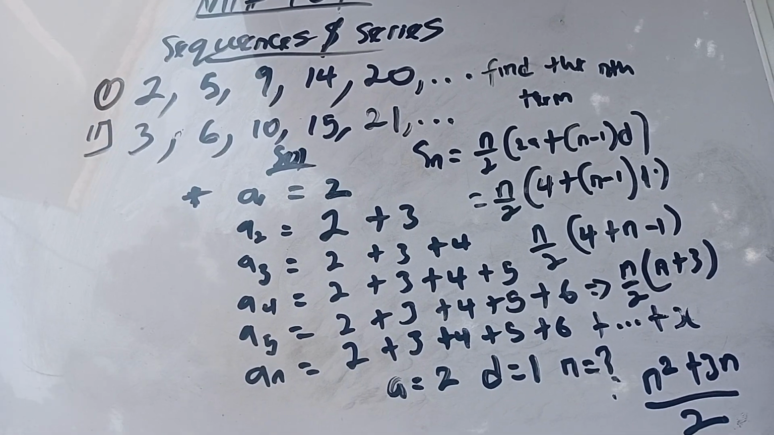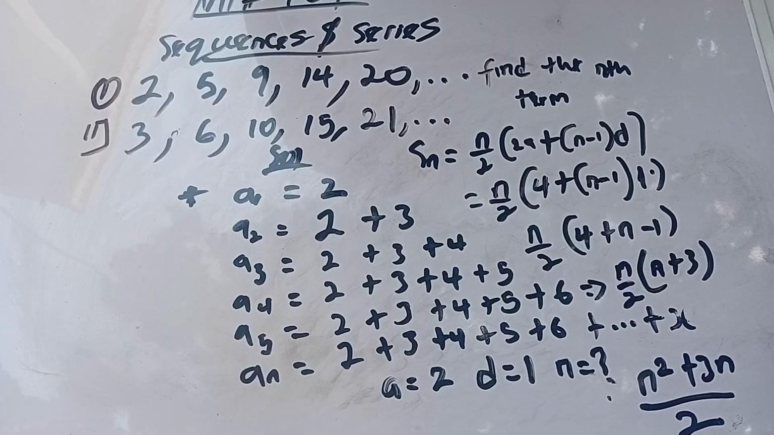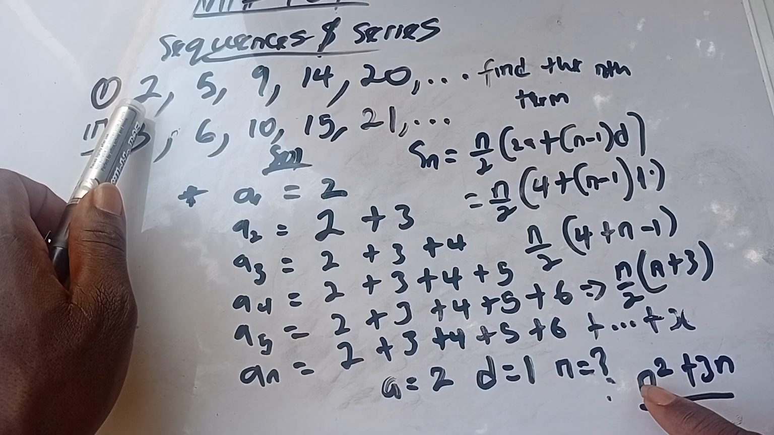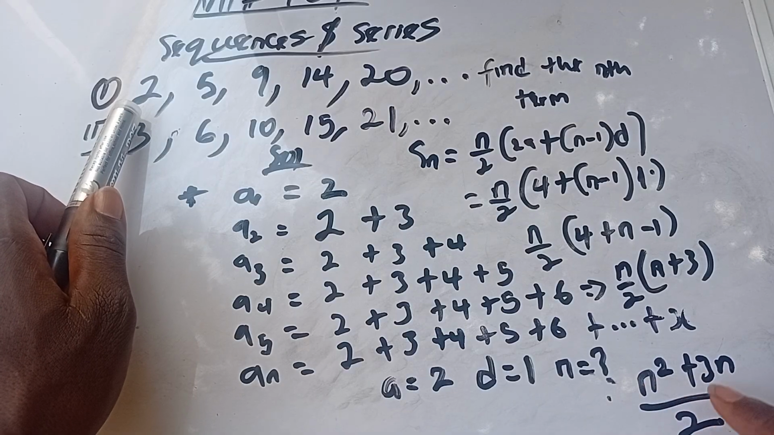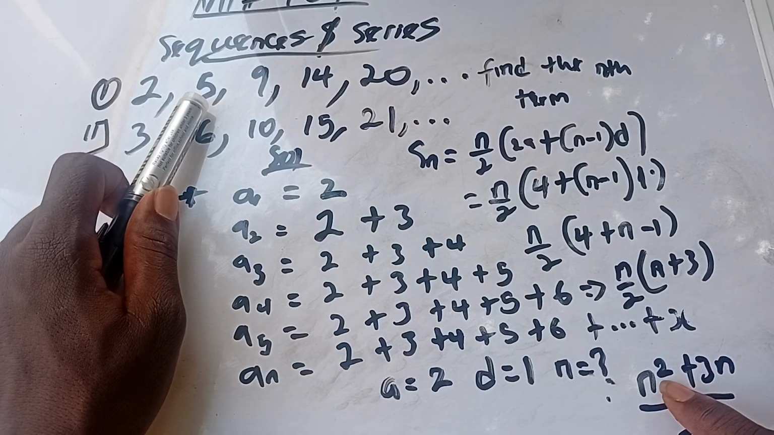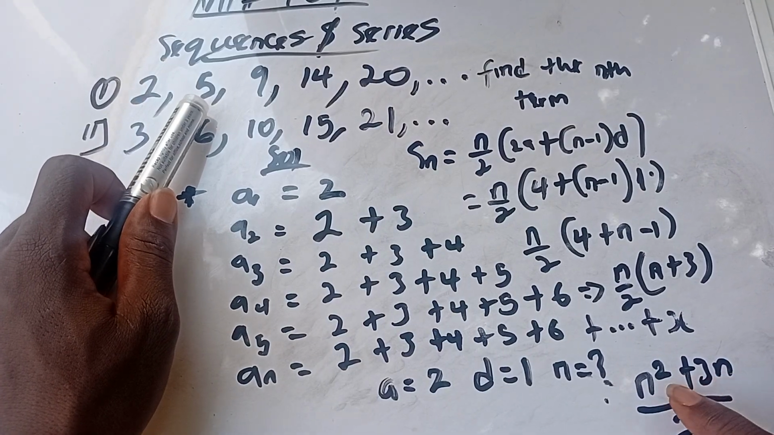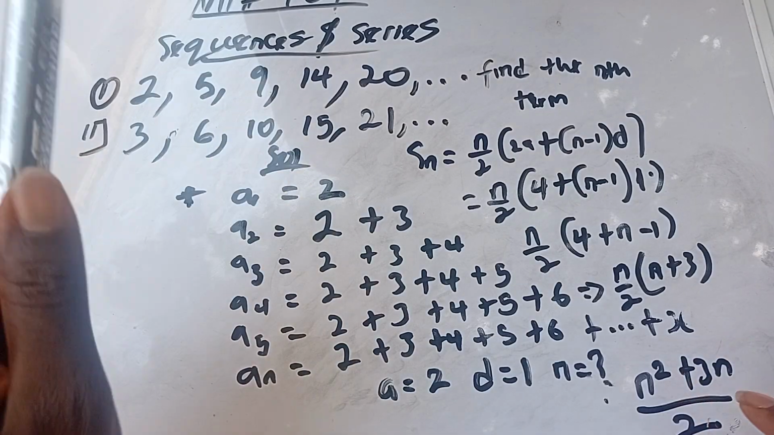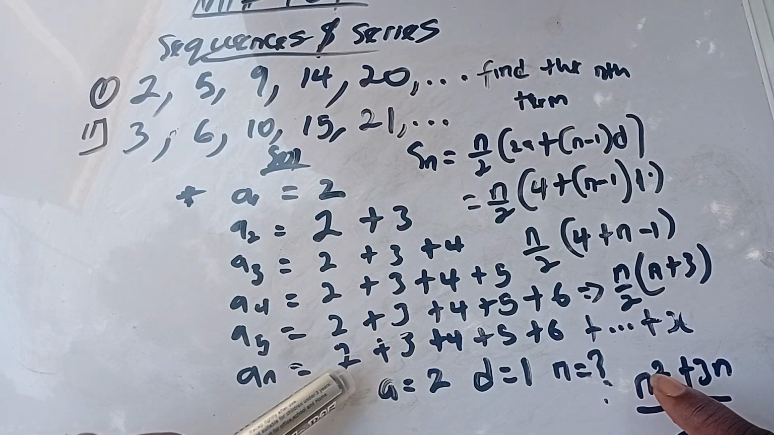Now let's check if the answer is correct. Let's put n equals 1. If our n equals 1, are we going to get 2? 1 plus 3, 4 over 2, that's 2. If n is 2, are we going to get 5? 2 square, 4. 3 times 2, 6 plus 4, 10 over 2, 5. If n is 3, are we going to get 9? Yes. Let's use this one too. If n is 1, are we going to get 2?